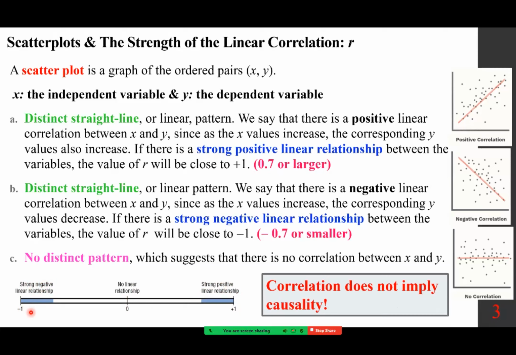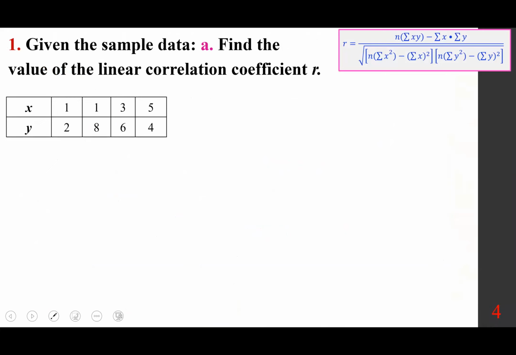Correlation doesn't imply causality, meaning if there is a correlation, it doesn't mean one causes the other. So we are looking at question 1, part A. Find the value of the linear correlation.